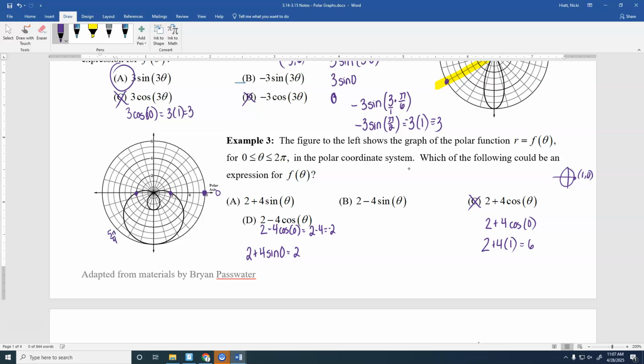Right, that's right here. So for A, if I do 2 plus 4 sine of 5 pi over 4, then that is going to be 2 plus 4 times negative square root of 2 over 2, which is going to be 2 minus 2 square root of 2, because this 2 and this 4 right here can reduce.